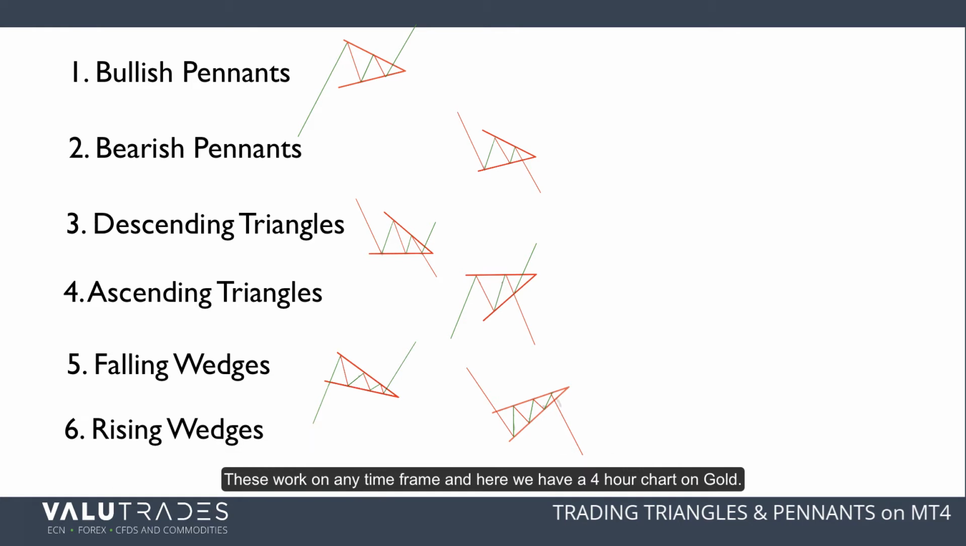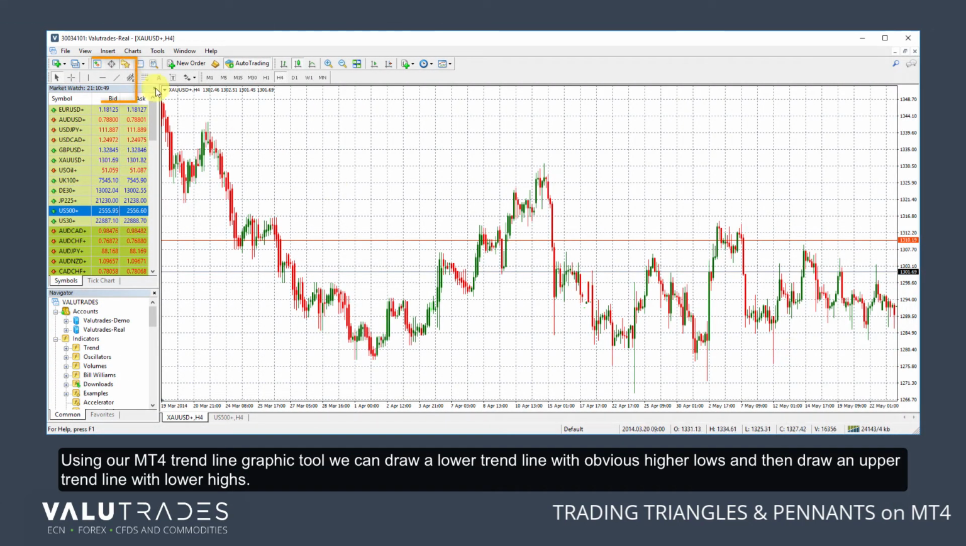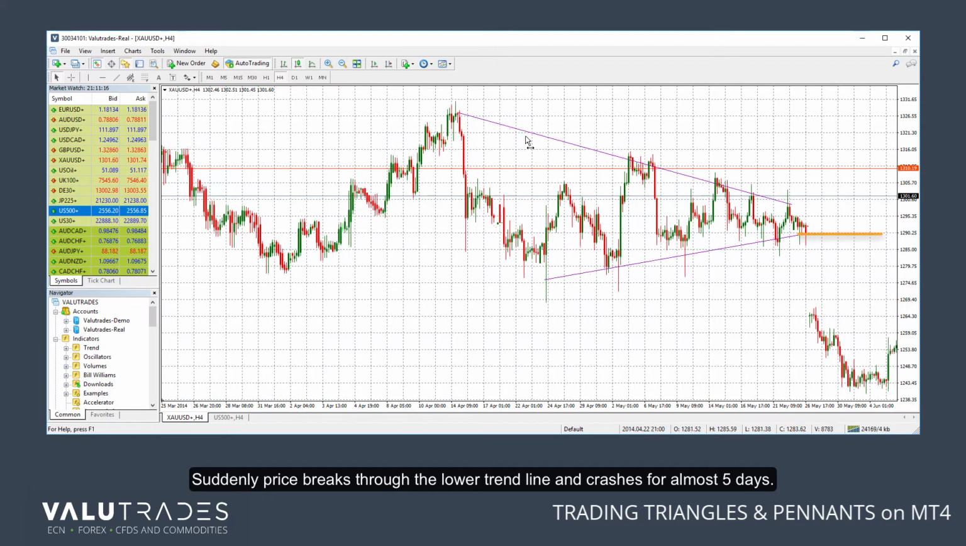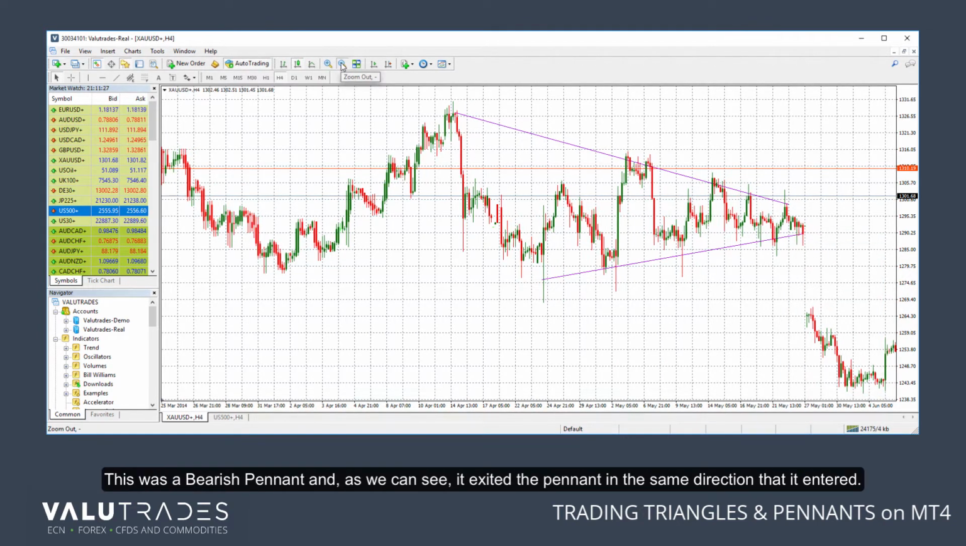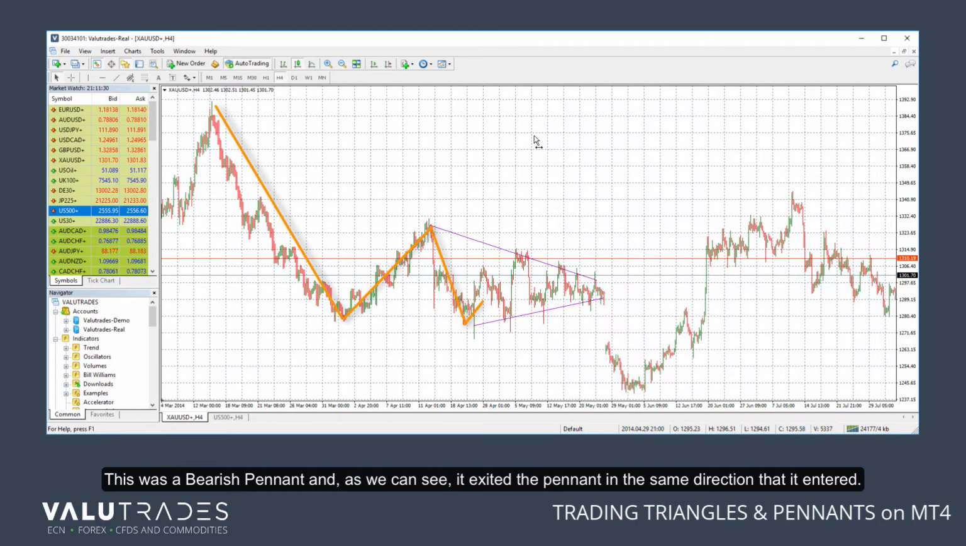These work on any time frame, and here we have a 4-hour chart on gold. Using our MT4 trendline graphic tool, we can draw a lower trend line with obvious higher lows, and then draw an upper trend line with lower highs. We have drawn a pennant with price compressing during 1.5 months. Suddenly, price breaks through the lower trend line and crashes for almost 5 days. This was a bearish pennant, and as we can see, it exited the pennant in the same direction that it entered.